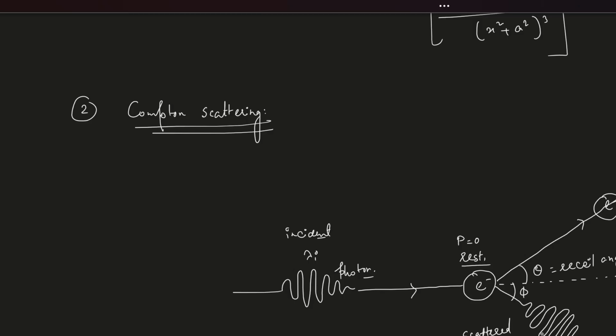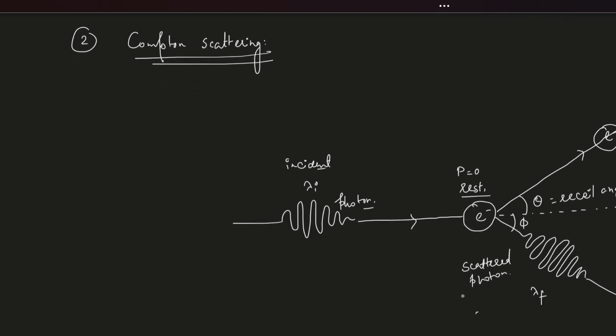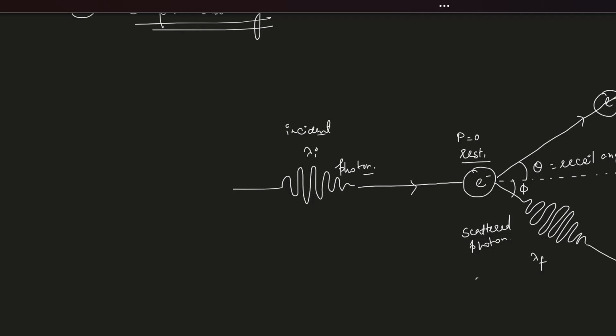Because it is a quantum mechanical thing, you will have to consider the relativistic energy expression of the electron. So you know that the relativistic energy is E equal to the square root of P squared C squared plus m naught squared C to the power 4.